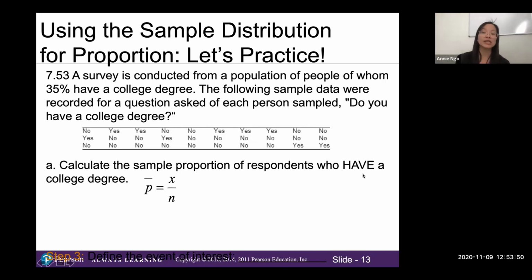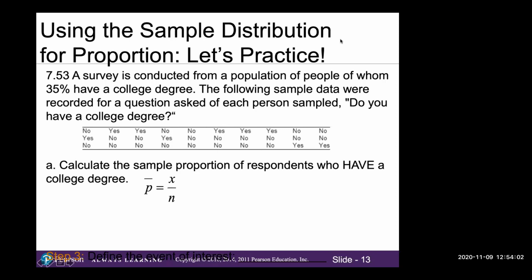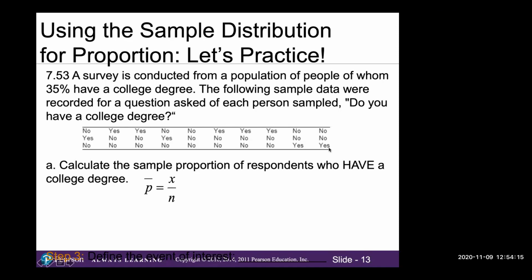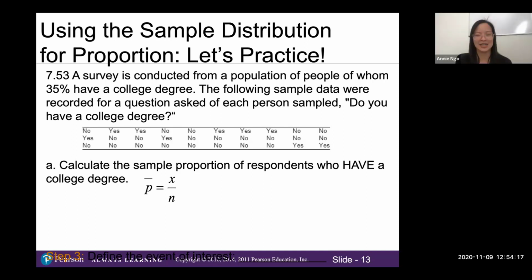So the thing we're interested in counting is people who have a college degree. So what would I be counting in my data up here? What word? We're looking for all the yeses. Go ahead and count. How many yeses do you see in the data set? 9. I get 9, I think. Okay, I see a 9 in the chat.